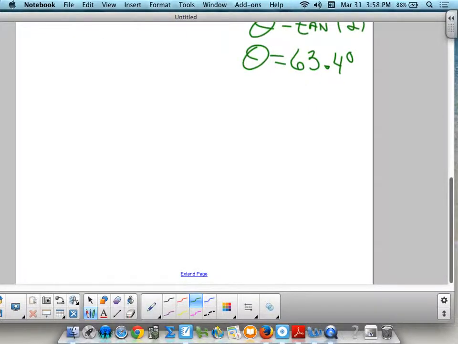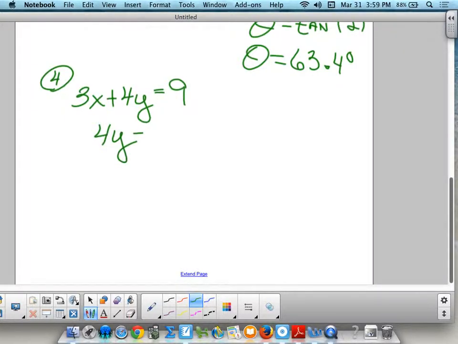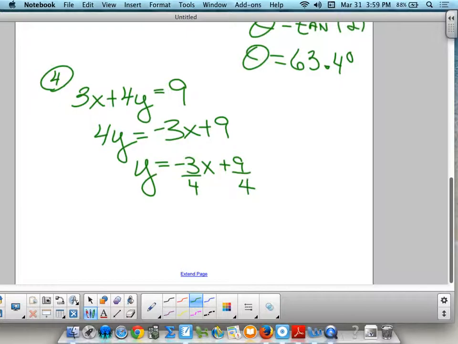All right, next, and this is the one I did in class. I think I did it all 3 periods, so I'm going to go fast. Here we go. Number 4. This time it's 3x plus 4y equals 9. Okay, solve for y. 4y equals negative 3x plus 9, and y equals negative 3/4 x plus 9/4. If you actually looked at this line, it crosses at 2 1/4. It has a negative slope, so we kind of know it goes like this. Here's the angle of inclination right there.